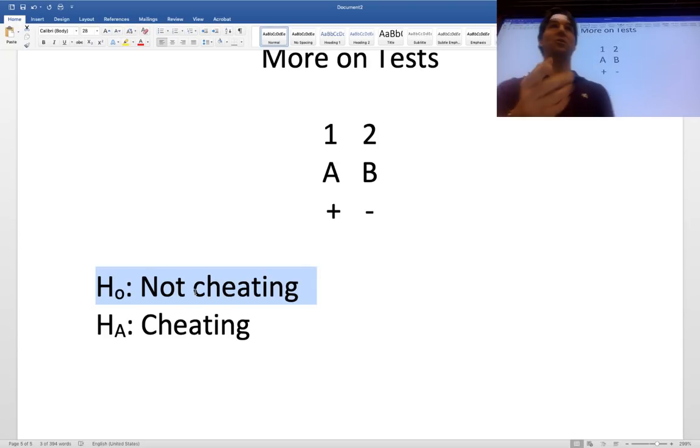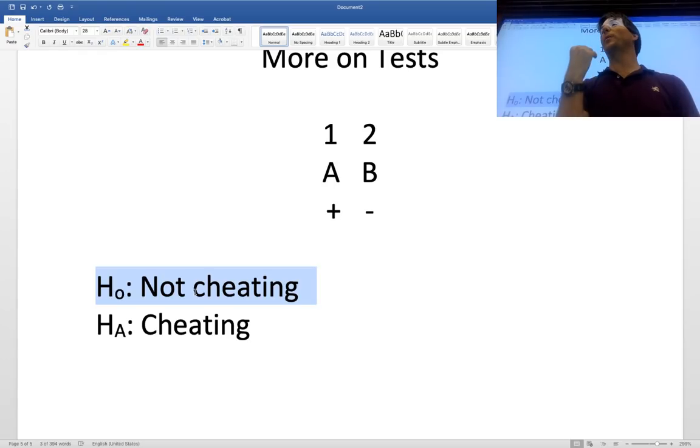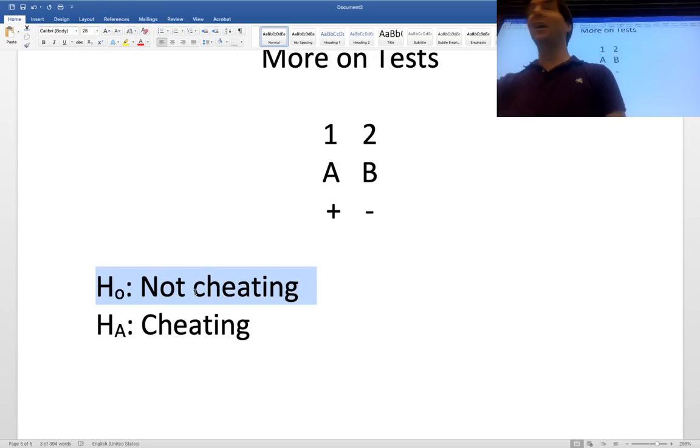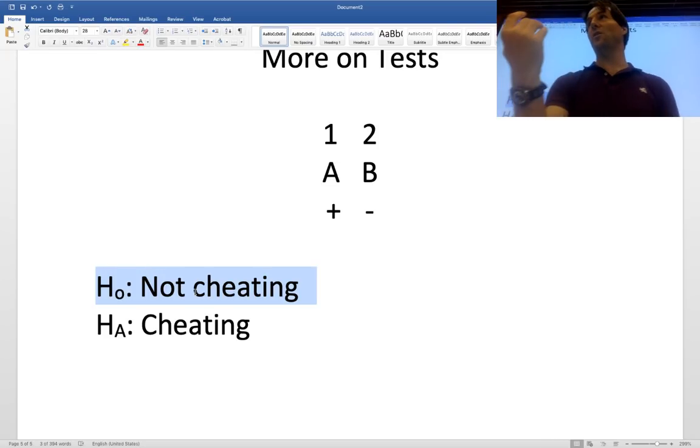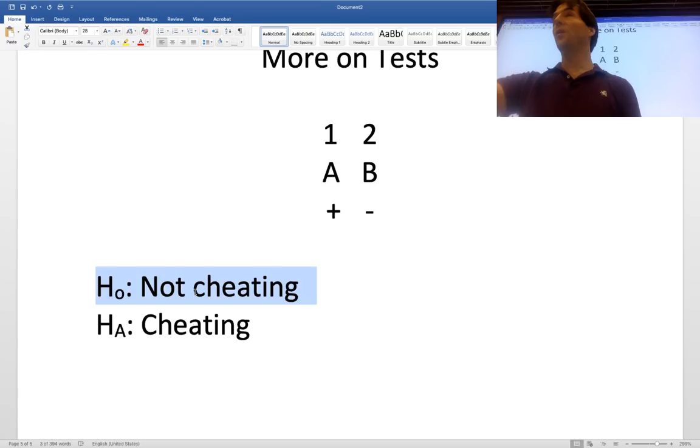So what is true about the student? They are not cheating. But what are we going to do in a type 1? We are going to reject it. So in a type 1, we accuse a non-cheater, a person who's not cheating, because that's true, and we say they are cheating. And so in a type 2, the null is false.